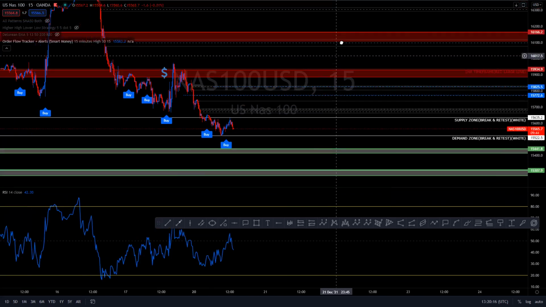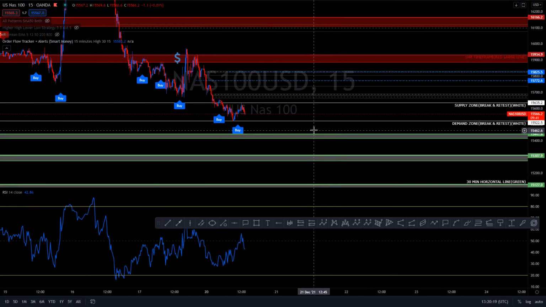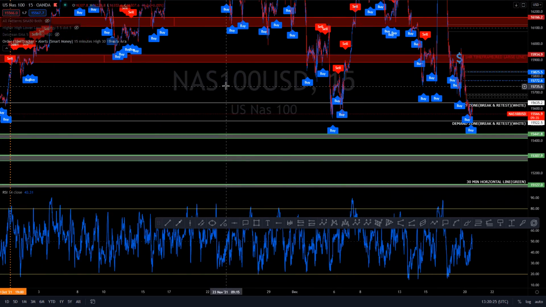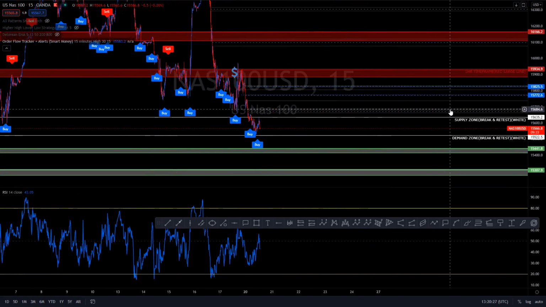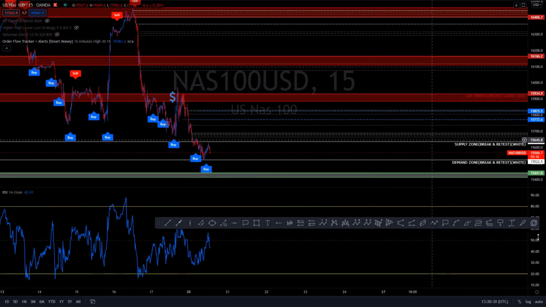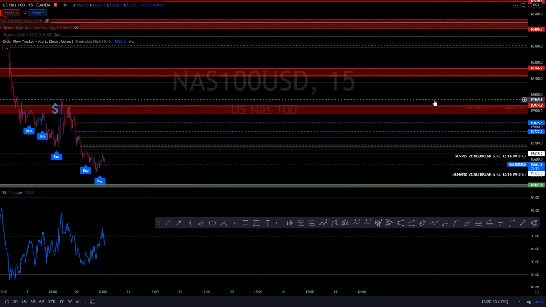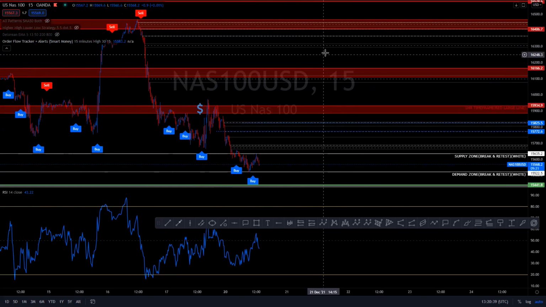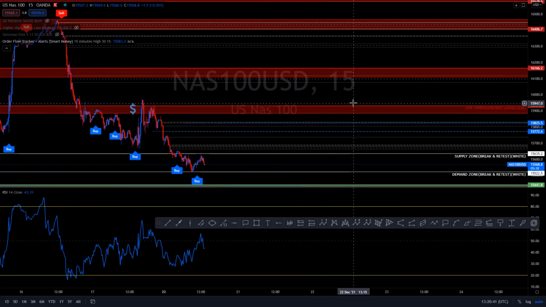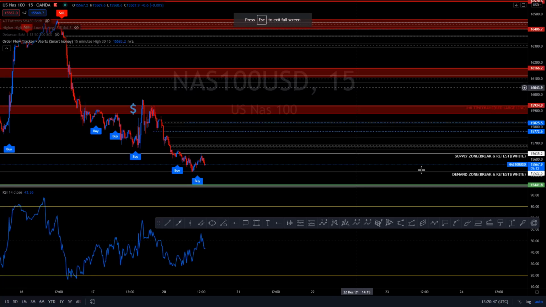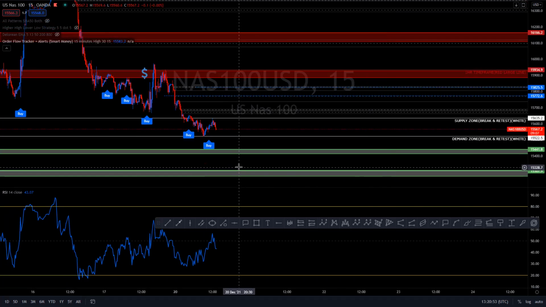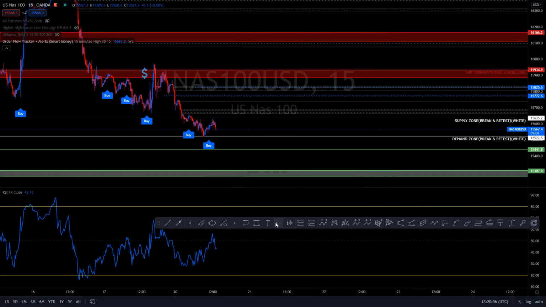Now, mind you, when I look to the left here, I really think price is going to trend up, but let me zoom in a little bit more. But if it doesn't, then I'm probably looking for price to drop to this next zone. So I'm going to take this zone out.